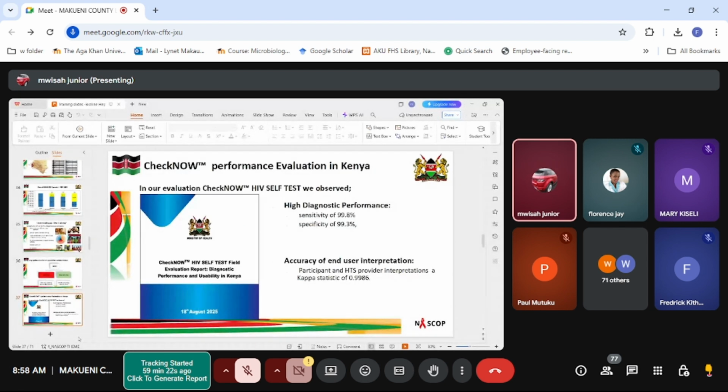The kit has been supplied in our facilities. It goes by the trade name Check Now. And this is how the kit performed during the performance evaluation in Kenya before it was rolled out by NASCOP to our facilities. It has a sensitivity of 99.8% and specificity of 99.3%. And for the accuracy of end user interpretation, participant and HTS provider interpretations have a kappa statistic of 0.9986.